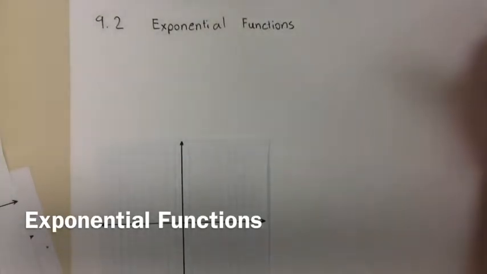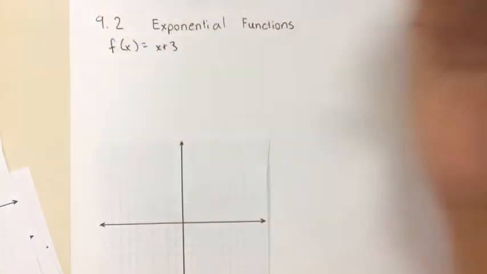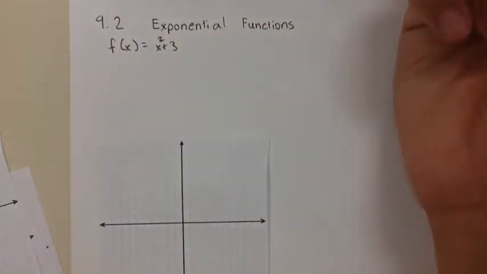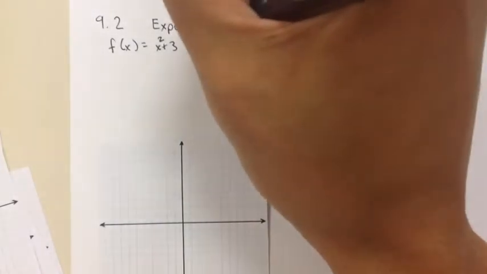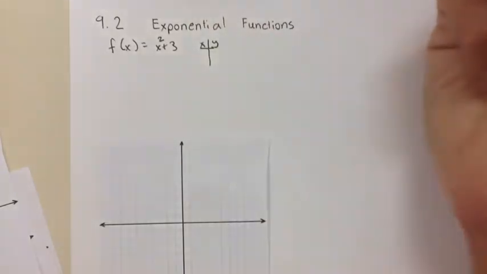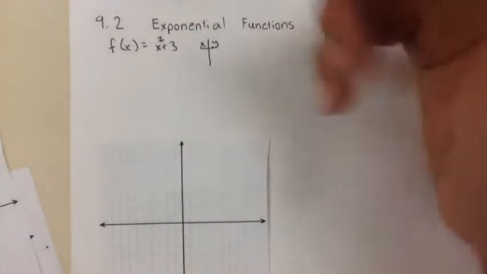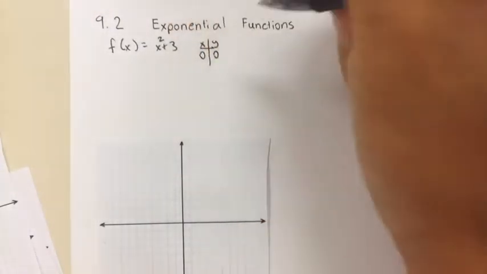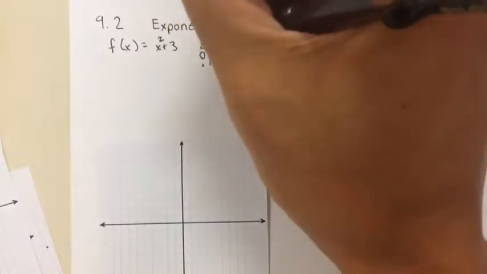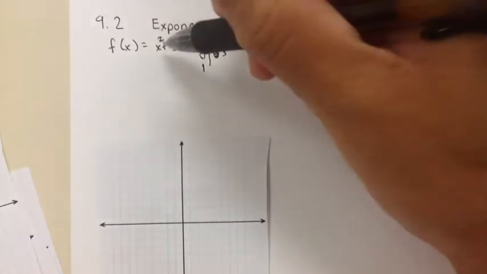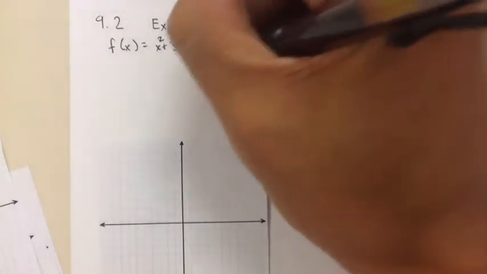Section 9.2 starts on exponential functions. Functions, of course, you see things like f of x equals, for instance, maybe x plus 3 or x squared plus 3. We have practiced graphing these parabolas, and when you graph, the easiest way is to just plug in numbers, like make an xy chart. Say x is 0, then y would be 3. If x is 1, 1 squared is 1, 1 plus 3 is 4.